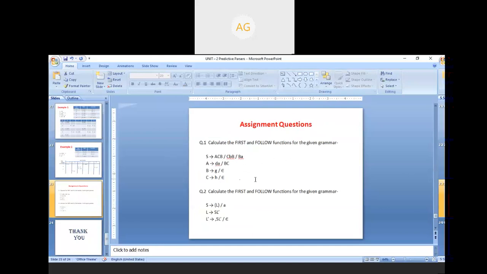And find the first of these two questions. I am giving you 5 minutes for solving these questions. Just calculate the first in these two questions.